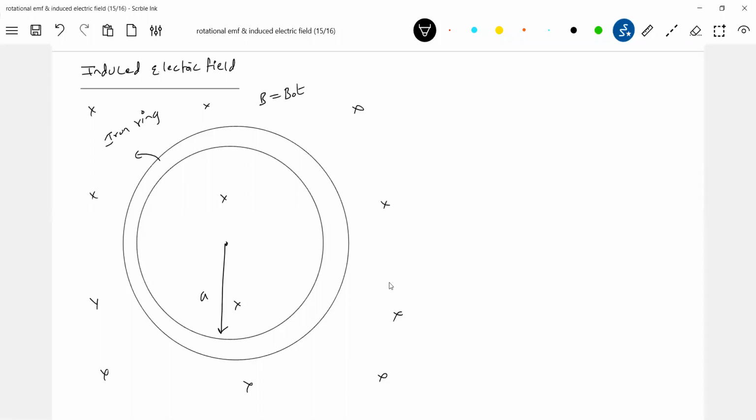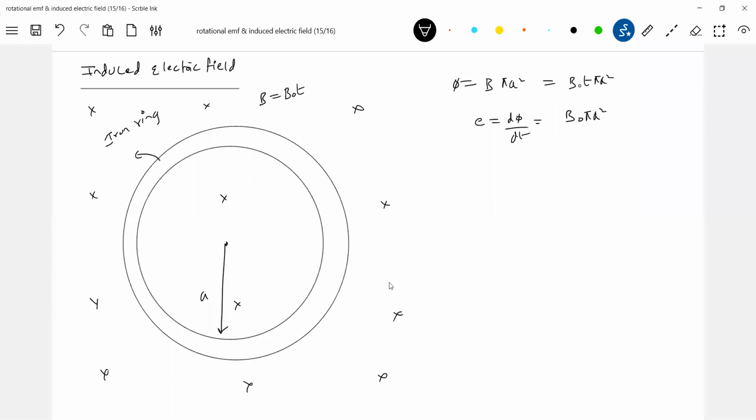So we know Faraday's law. What is Faraday's law? Flux is equal to B into pi a square. So differentiate, and what is B? B is B naught t. So flux is B naught t pi a square. I differentiate this, d phi by dt, which is equal to B naught pi a square.